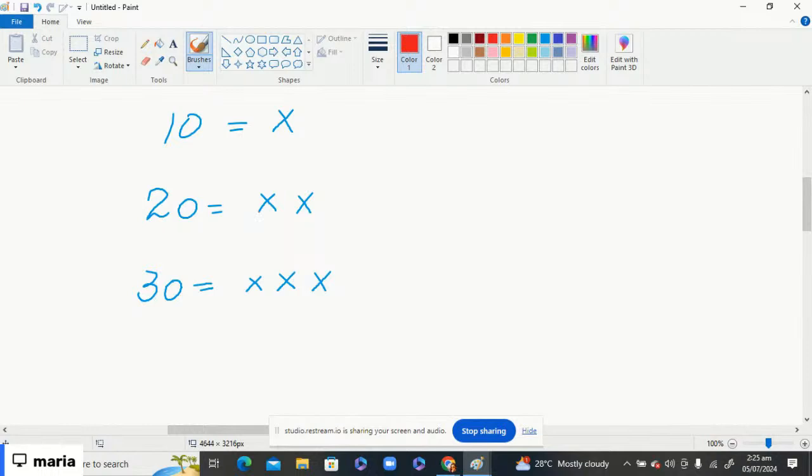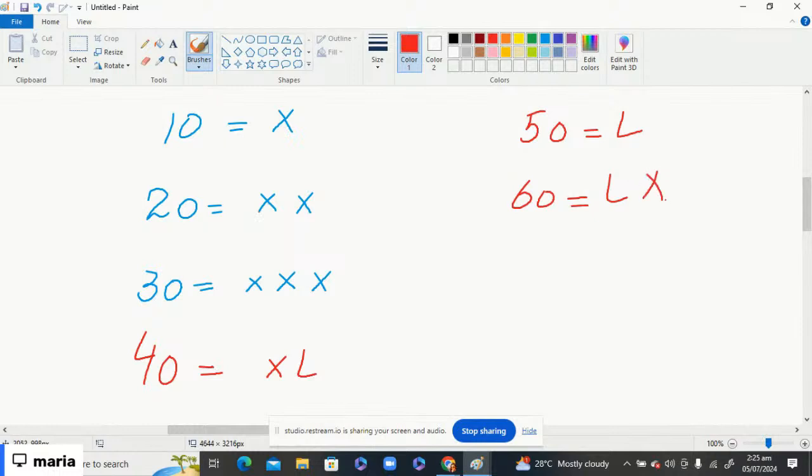Now let's do it for 40. What is for 40? It's XL. Okay. What is for 50? It's only L. Okay. What is for 60? It's L, that is 50, plus 10, which is X. What is for 70? 70 is 50 plus 20. What is for 80? It's 50 plus 30. 50, this is L, plus 30, that is triple X.